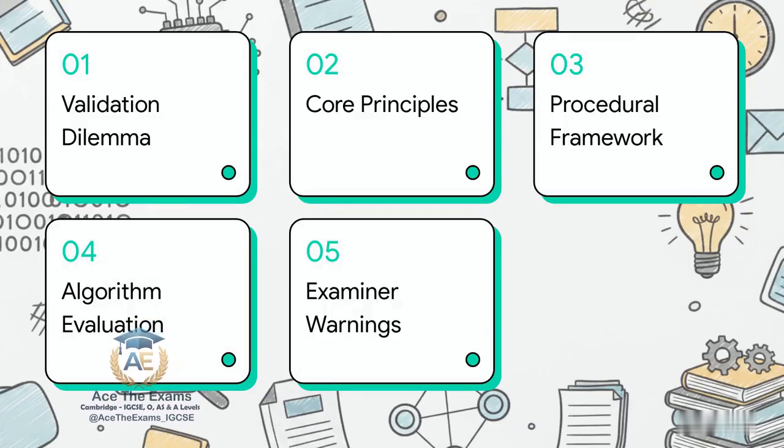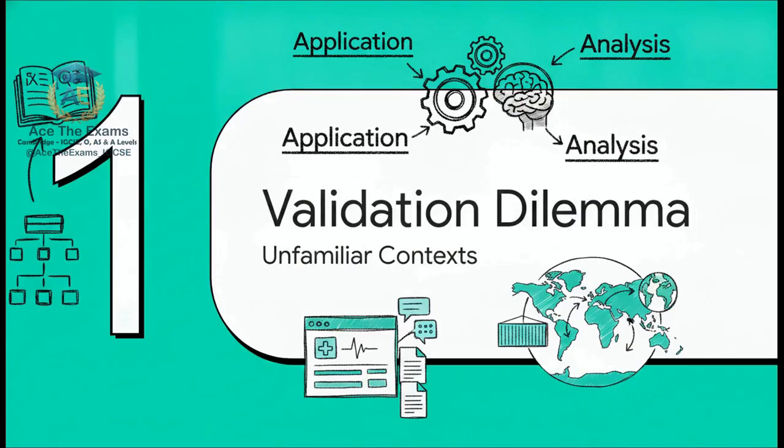We'll start with the validation dilemma, move into core principles, lay out the procedural framework, run an algorithm evaluation workshop, and wrap up with critical examiner warnings. Let's systematically conquer this. Act 1. The validation dilemma. Let's break down the challenge of unfamiliar contexts.